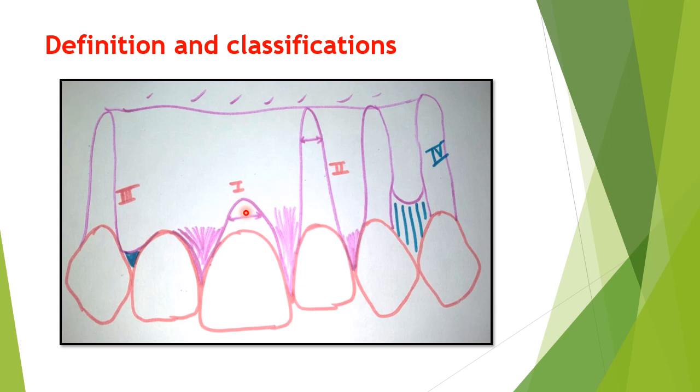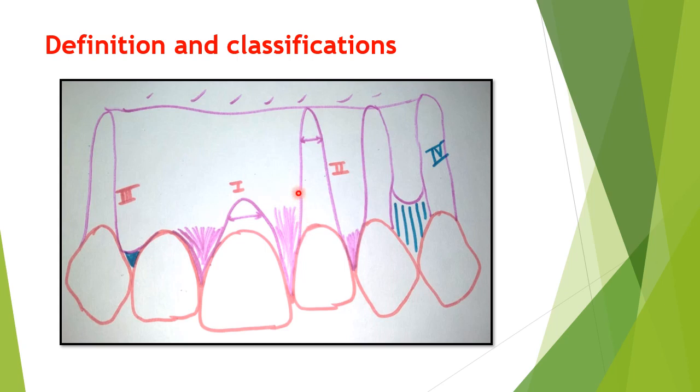So there are two classifications which I'll be discussing. One is by Miller and the other is by Sullivan and Atkins. According to Miller, class 1 recession is when there is no loss of interdental bone and soft tissue and the recession has not reached the mucogingival junction. This is the mucogingival junction. We can appreciate the muscle fibers. So this is class 1.